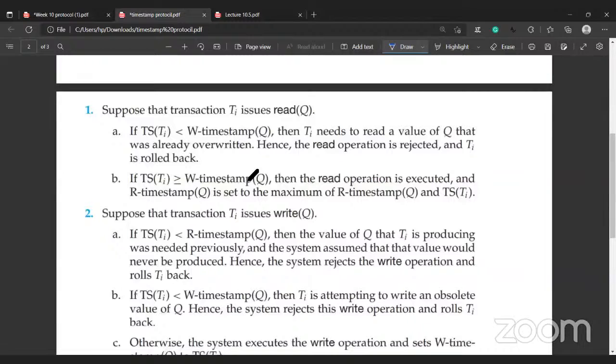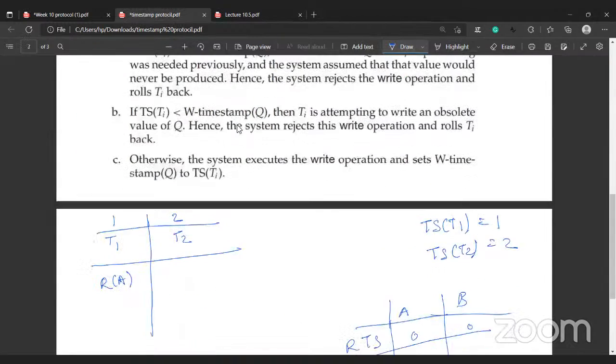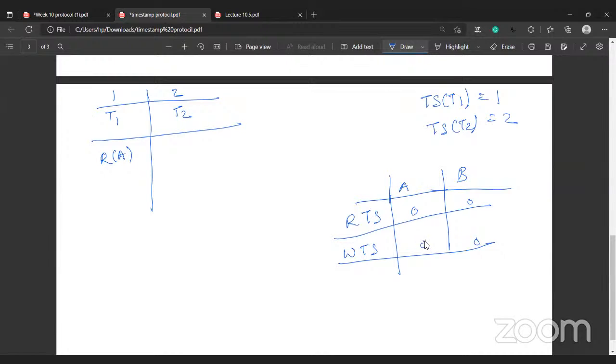T1 issues a read operation on data item A. So now you have to check this condition. Transaction timestamp of T1 is 1, less than, you have to check the write timestamp of data item A. So you have to check the write timestamp of A. Write timestamp of A is 0.